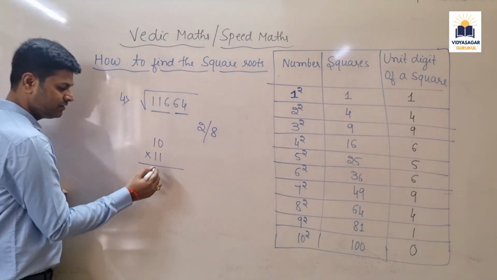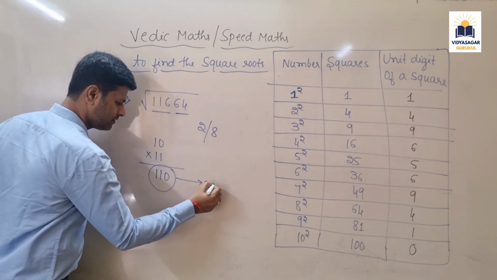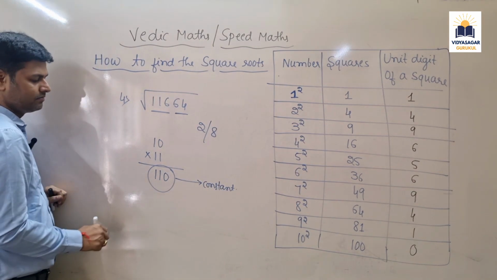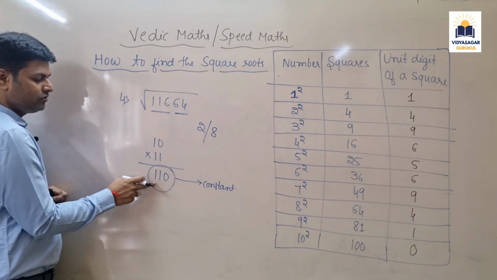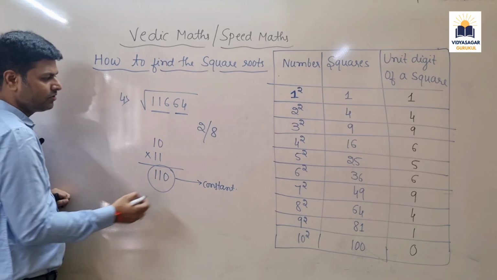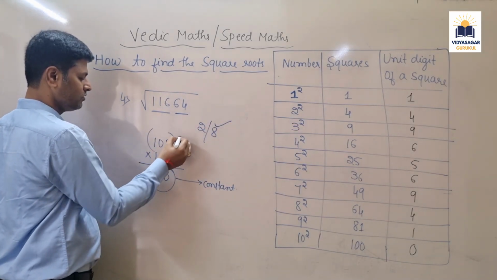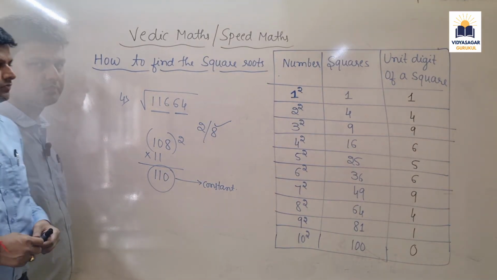10 into 11 is 110, and this is always constant. Compared to 110, 116 is the bigger one, which means you have to choose the bigger number, that is 8. So the total answer is 108 square. Okay.